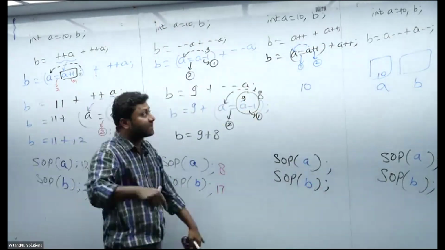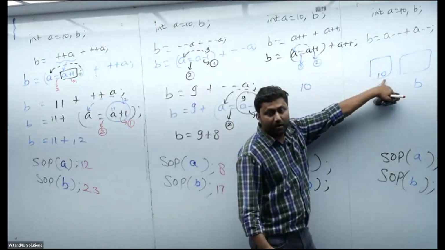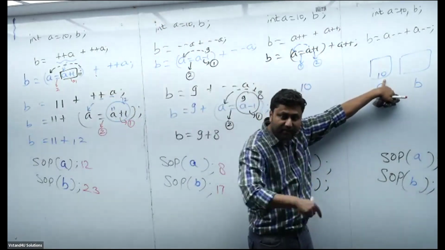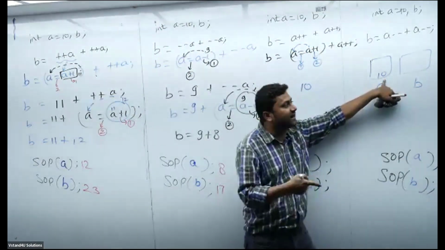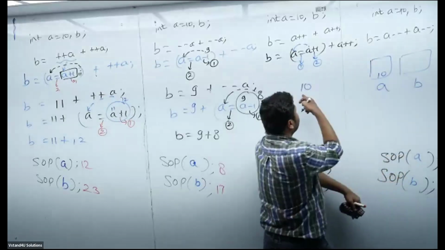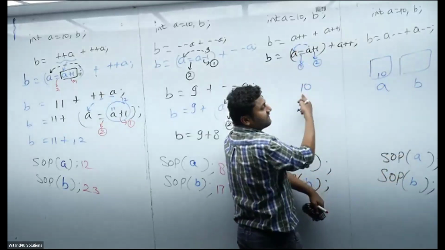Always take the existing value. What is the existing value? Because first what you are doing is assignment. You will do assignment on the current value. Current value is of A. So for further calculation, A will be considered as 10.